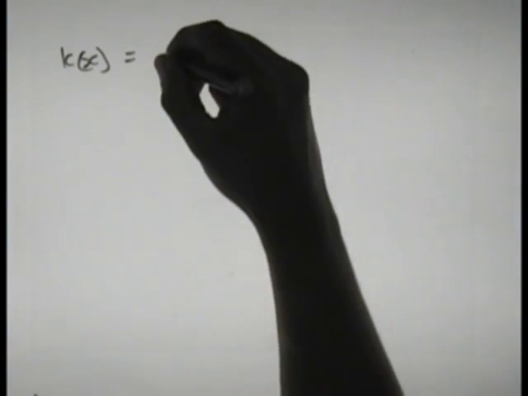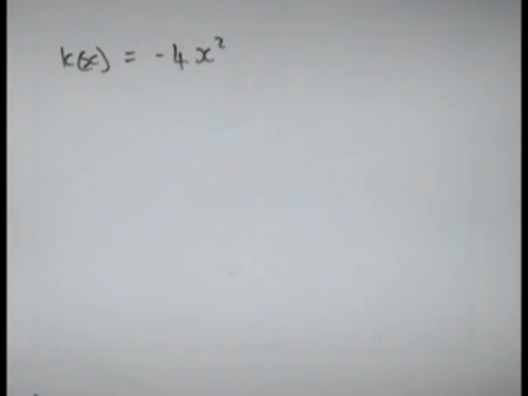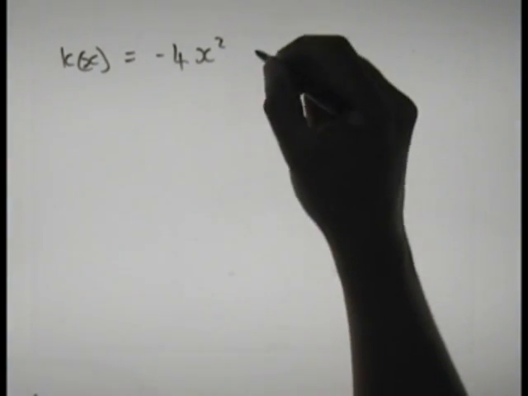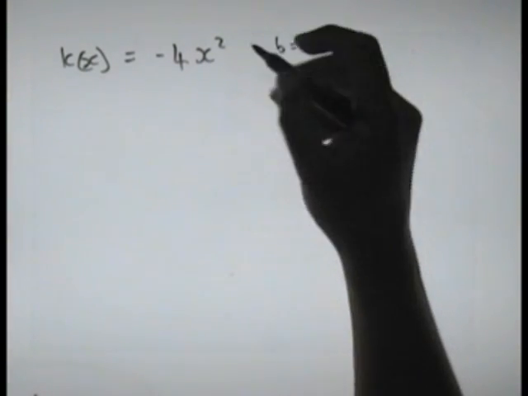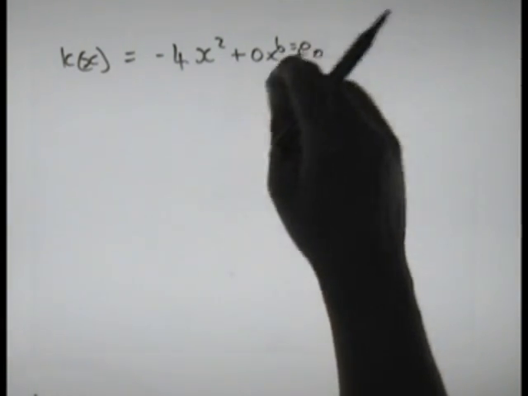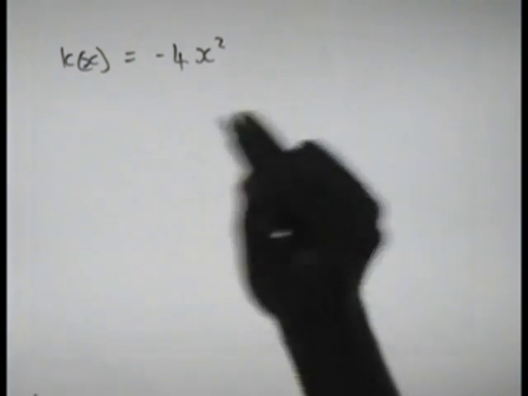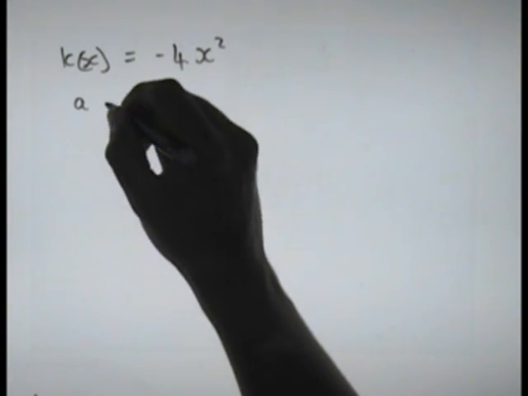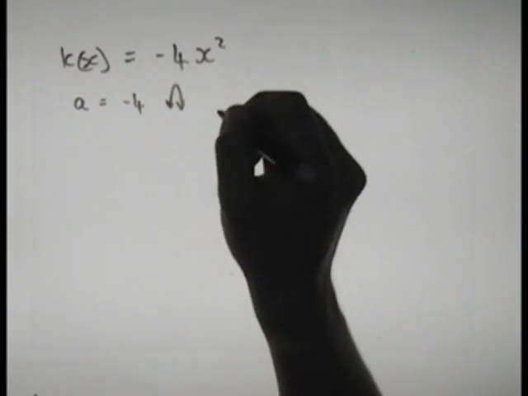The last one I gave you to do, k of x is equal to negative 4x squared. Now remember that it is in the form ax squared plus bx plus c, except the b value is equal to 0 and the c value is also equal to 0. Basically plus 0x plus 0, which is just negative 4x squared. I'm going to start this one, as I always do, by looking at my a value, which is negative 4, which means that it's the frown face graph.